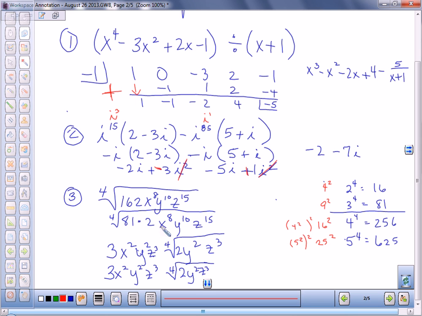4 divides into x to the 8th. What it really is x to the 8th to the 1/4. That's why I'm thinking 4 divides into it, because it becomes x to the 8 divided by 4. So 8 divided by 4 goes in evenly twice. 10 divided by 4, I get 2, but it leaves 2 under with my remainder. And 15 divided by 4 goes in 3, but it leaves 3 under with the remainder. So my answer is 3x squared y squared z to the 3rd times the 4th root of 2y squared z cubed. How'd you do?